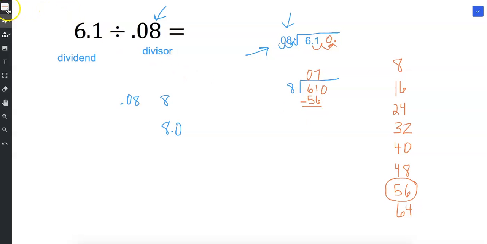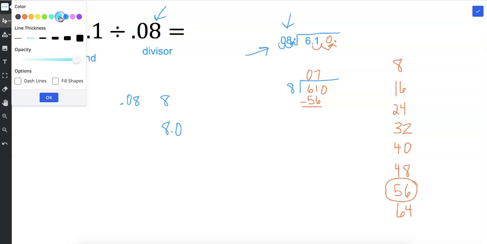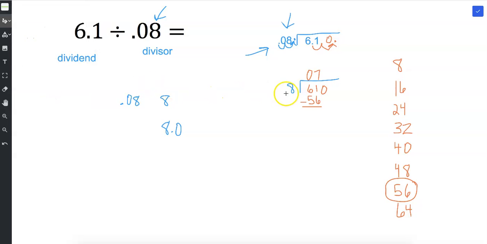And then I need to subtract, so I'll switch colors so you can see what I'm doing a little bit better. So 1 minus 6, I'm going to need to borrow. So I'm going to borrow from the 6 and make it a 5. And then that allows me to add 10 to the 1, and 10 plus 1 is 11. 11 minus 6 is 5, and 5 minus 5 is 0. Now I can't ask the question about how many times 8 goes into the number until I bring down a number. You have to bring down a number first.